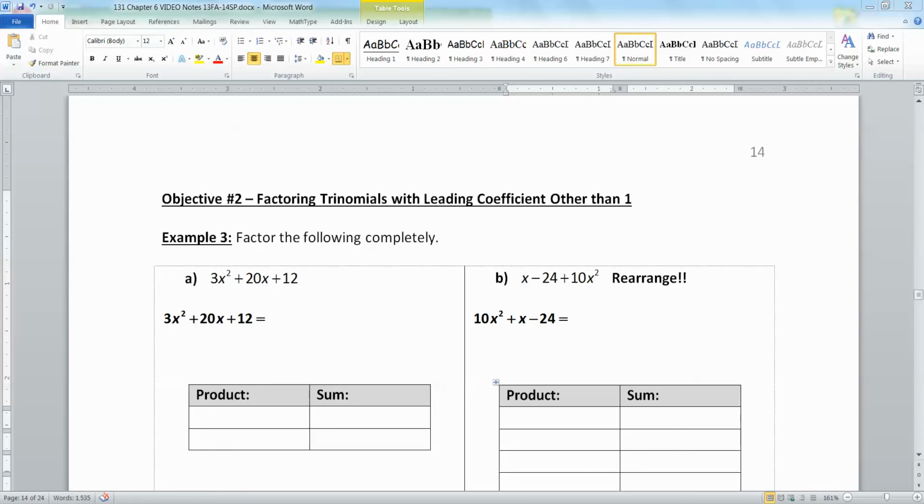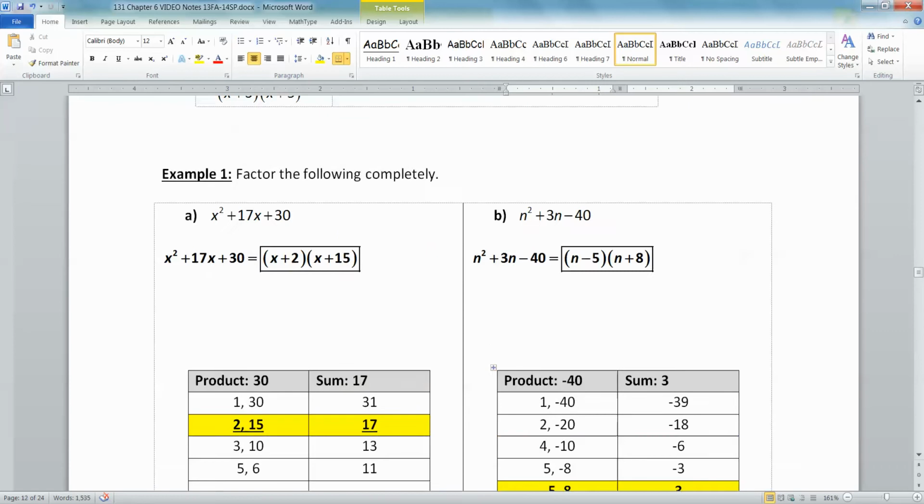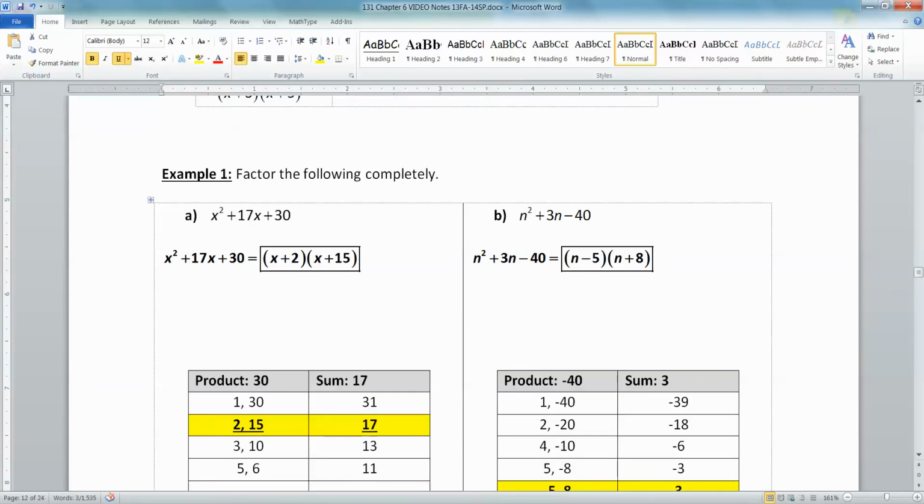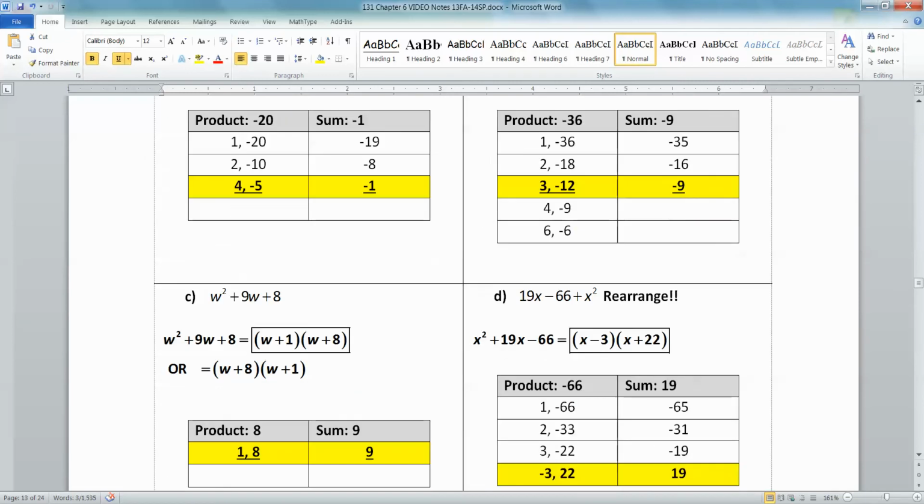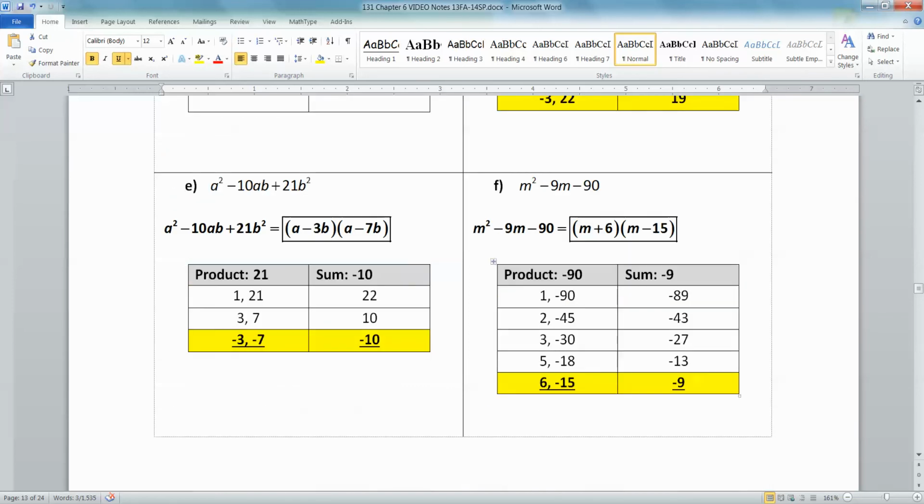All right, so in the last video, we went over how to factor a trinomial. Trinomial means it has three terms where the leading coefficient was 1. So meaning the number in front of your x squared, your n squared, your w squared, even though this one was out of order, m squared and a squared. All of those were just plain variable squared. That's it, right? When that happens, it's pretty easy.